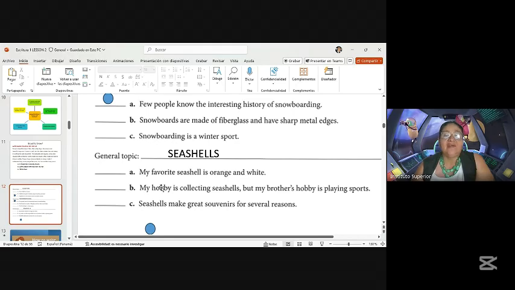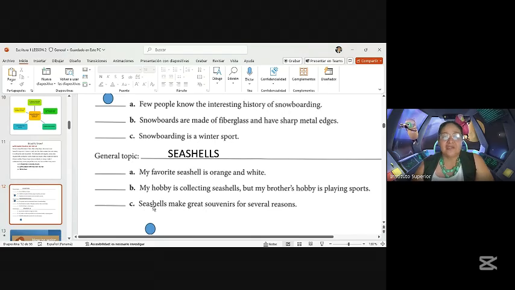In B, we have "my favorite hobby is collecting seashells, but my brother's hobby is playing sport." What happened? What is my controlling idea here? If I'm talking about seashells, if I use this, I'm going to talk about my brother's hobby, that is playing sport. So I'm talking about seashells or I'm talking about sports. So this is a question. So it can be for this reason. And what happened with this?